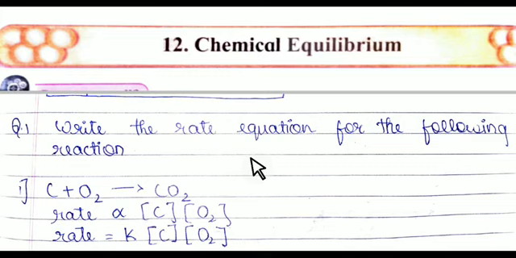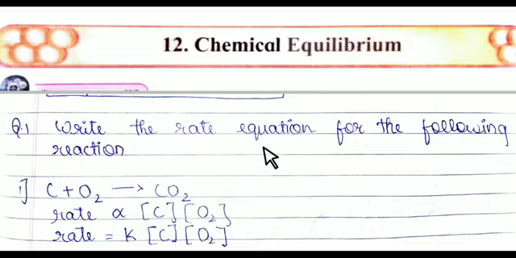Means the rate equation is always written by applying the law of mass action, and in the law of mass action only reactants are considered. In this reaction, carbon dioxide, CO2, is the reactant. So the rate equation means rate is directly proportional to the concentration of reactant. This square bracket shows the concentration.